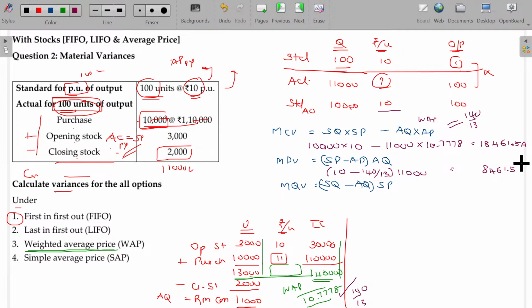8,461.5 adverse. Standard quantity 10,000, actual quantity being 11,000 units, and standard price being 10, so 10,000 adverse. Okay, you will now get the answer without any deviations. Perfect value you will get.